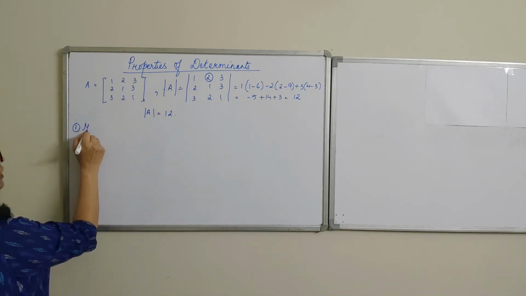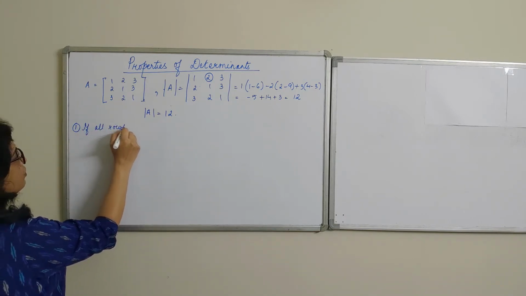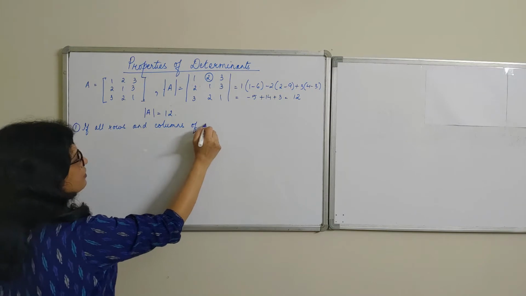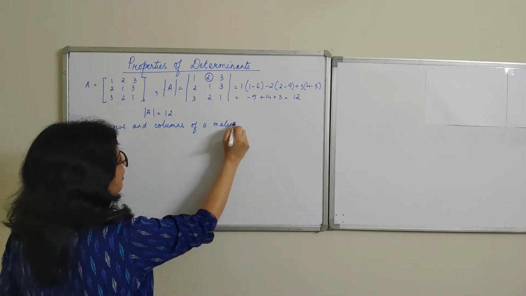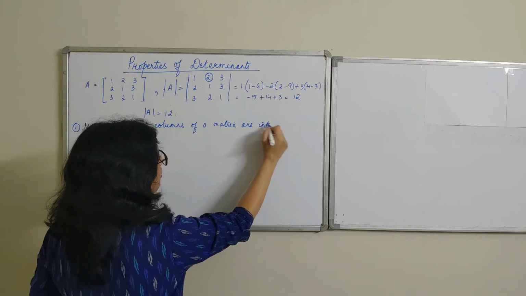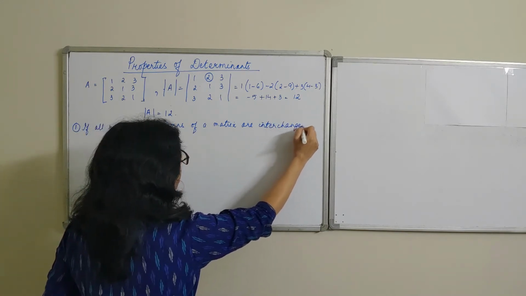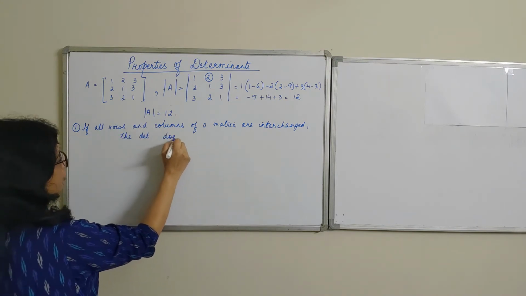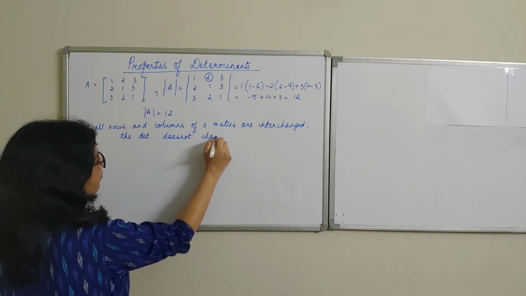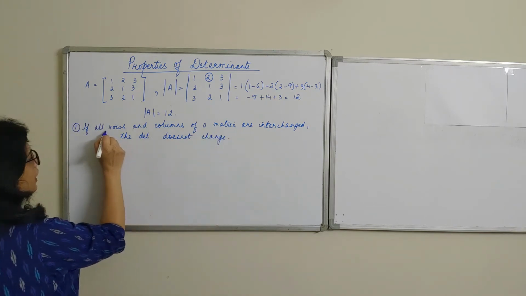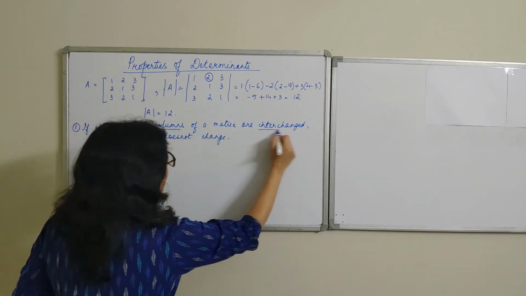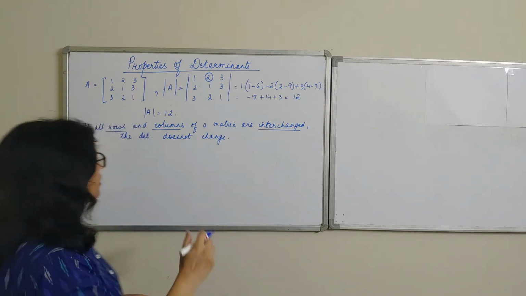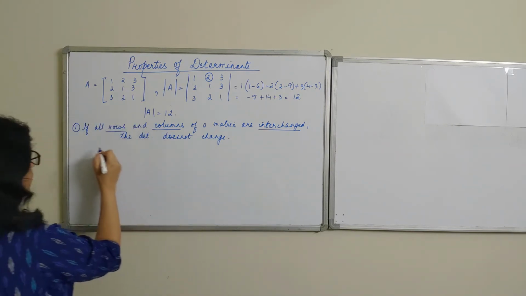The first property says that if all rows and columns of a matrix, obviously a square matrix, are interchanged, the determinant does not change. Now when we are saying that rows and columns interchange, that means this interchange has to happen in the correspondence. So first row will change into first column and likewise.